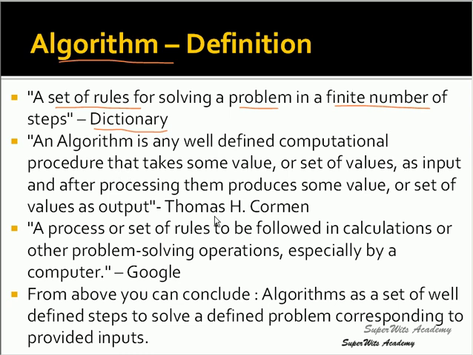Now the second definition comes from author Thomas H. Cormen. He's an author of Introduction to Algorithms, which is an MIT Press book, right? So it says an algorithm is any well-defined computational procedure that takes some value or set of values as input, processes them, and produces some value or set of values as output. So it says input is there as well as output is there, right?